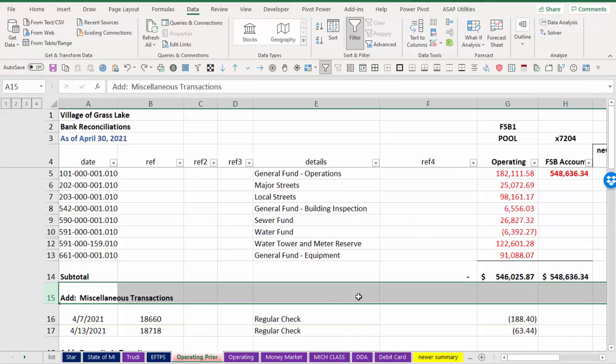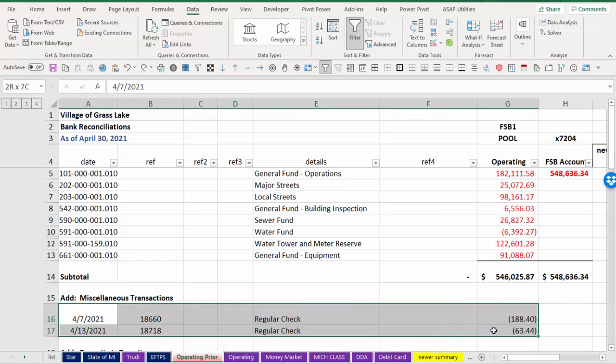Next, we have miscellaneous transactions. These are items that hit the general ledger in error and need to be reversed because they'll never hit the bank. Or they are items that hit the bank but are not yet posted to the general ledger. So in our case, we have two checks that were cashed at the bank in April but have not been posted to the general ledger yet.